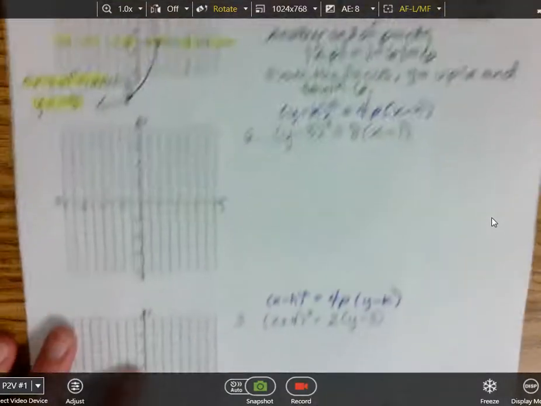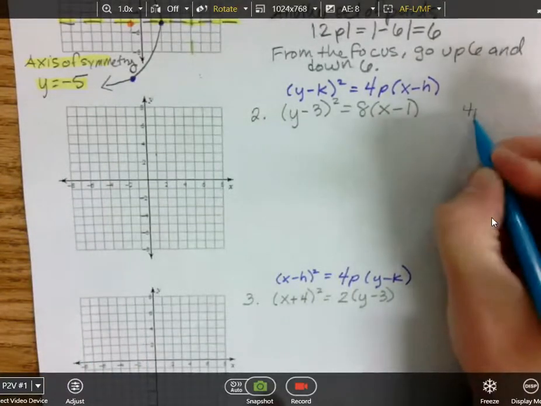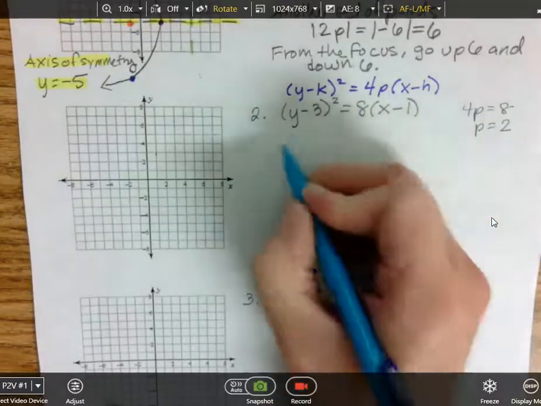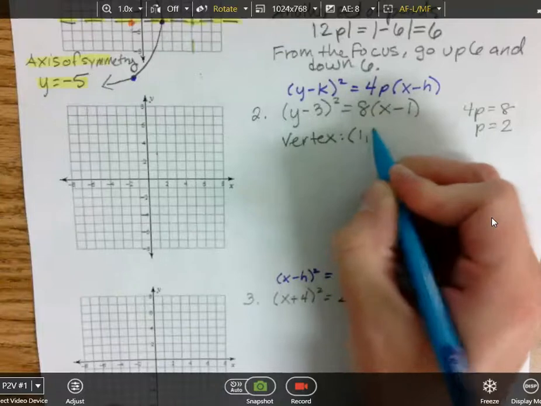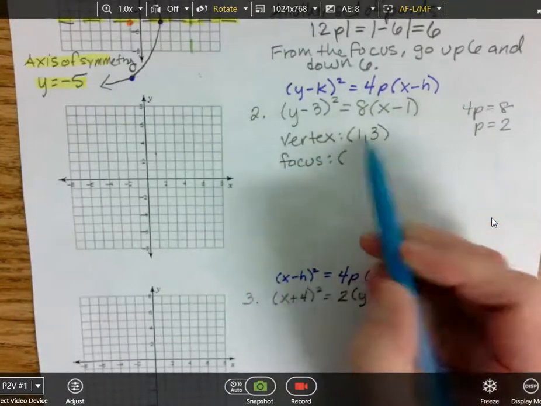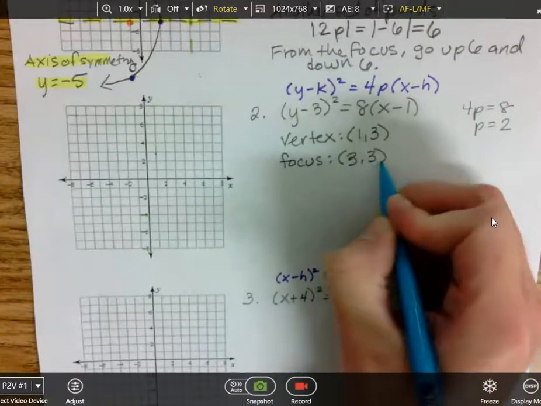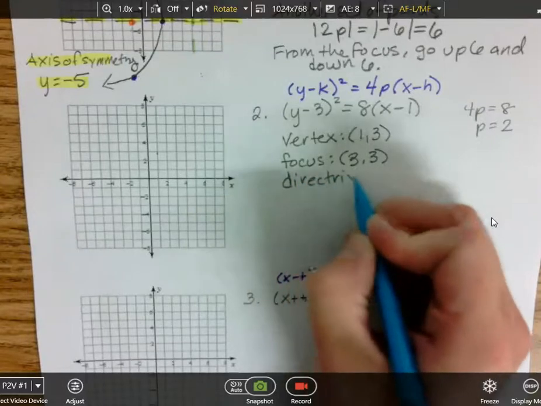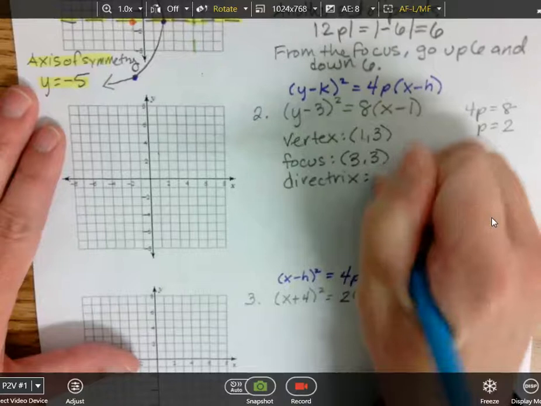Okay, so in problem 2, we're going to find p. So 4p equals 8, and p equals 2. Your vertex is going to be 1, 3. For your focus, you're going to do h plus p, so 1 plus 2 is 3. So your focus is 3, 3. Your directrix is going to be 1 minus 2, so it's the line x equals -1.